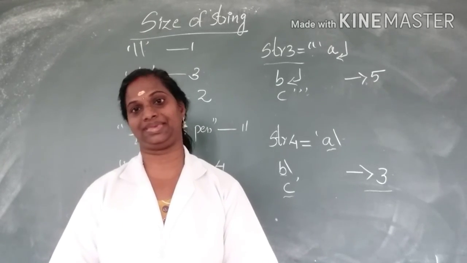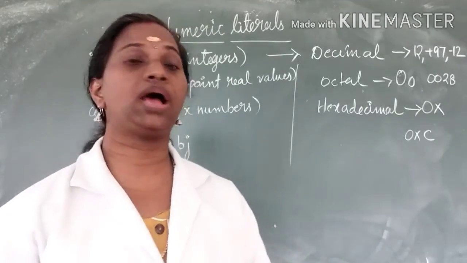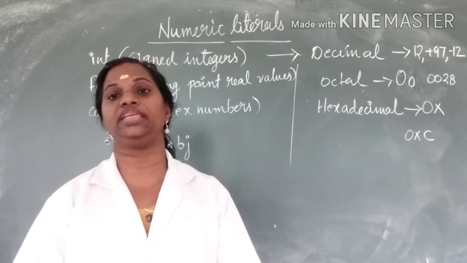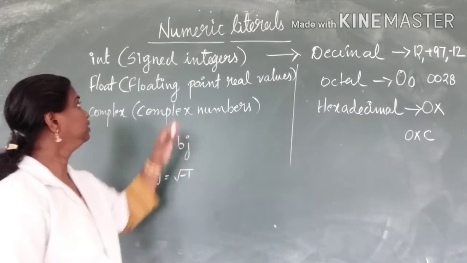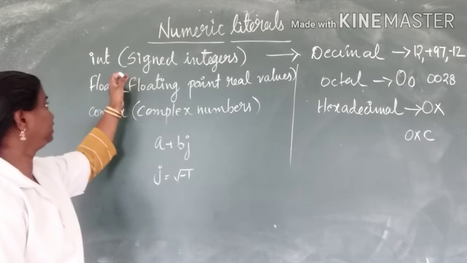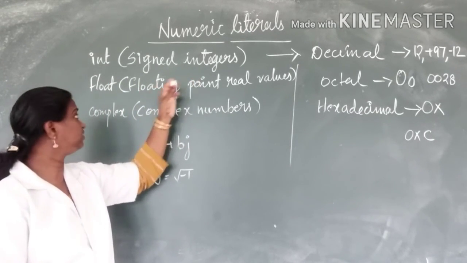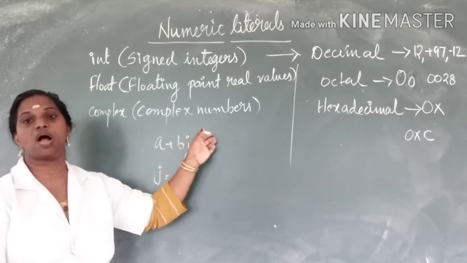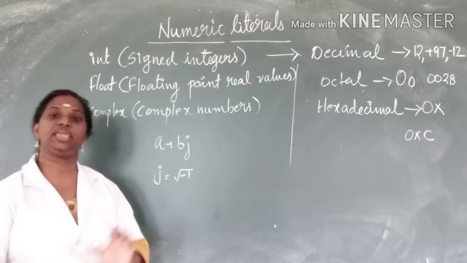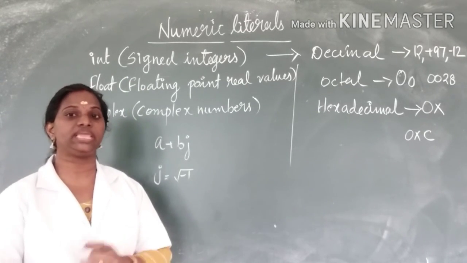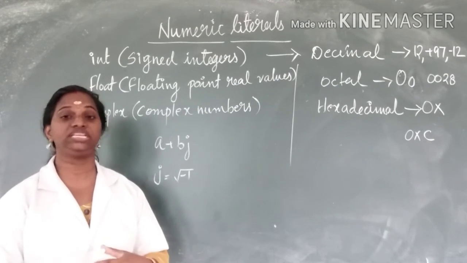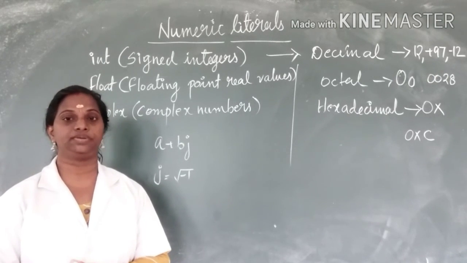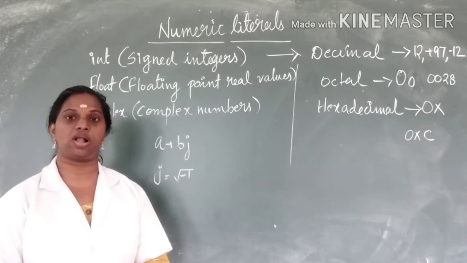Clear? Okay. See children, here we have numeric literals. Our next topic is numeric literals. In numeric literals, we need to study three types: int, also called signed integers, then floating point, real values, then complex numbers. The first one is int. This int is also called integer. These integers are the whole numbers, positive or negative whole numbers.